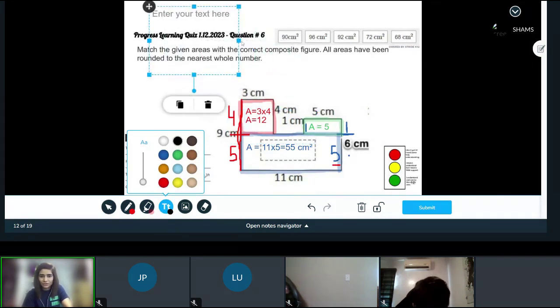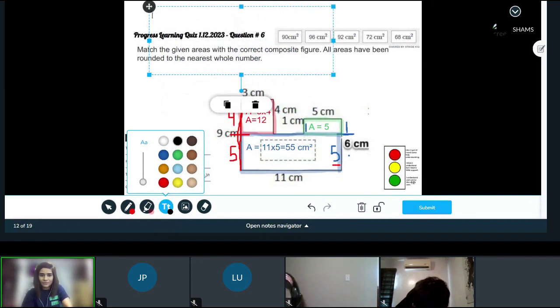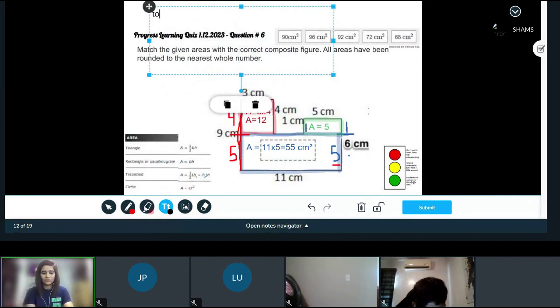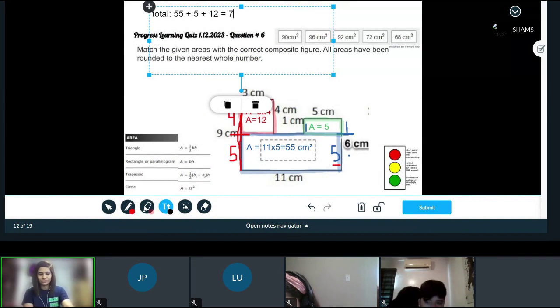And we'll do it at the top. So total turns out to be 55 plus 5 gives me 60, plus 12. 60 plus 12 gives you 72. And then you can put the unit. Squared centimeters.